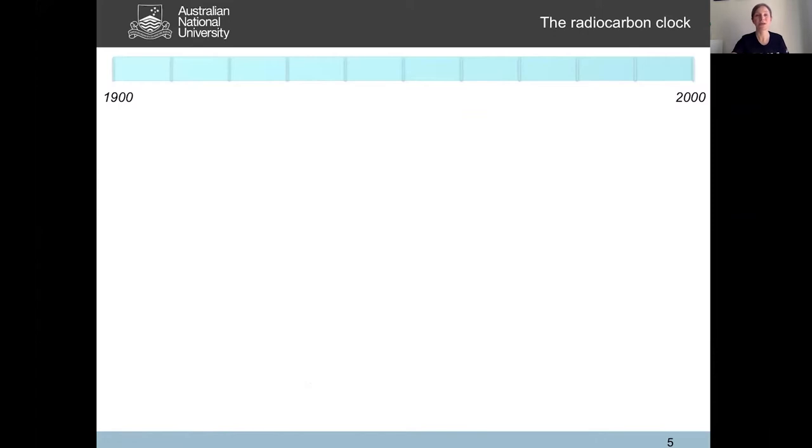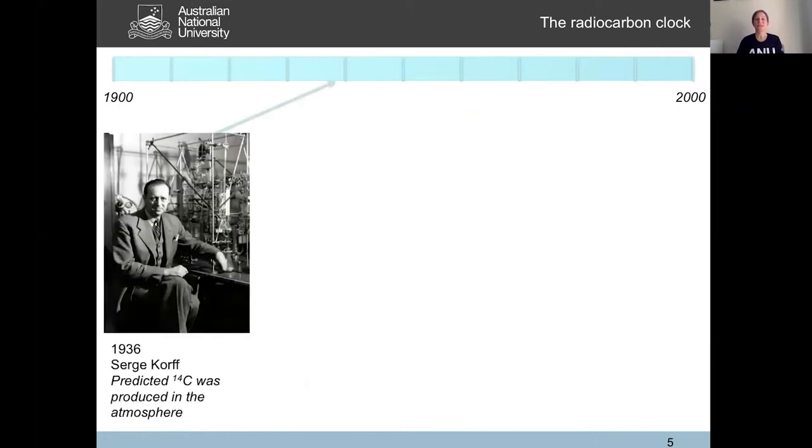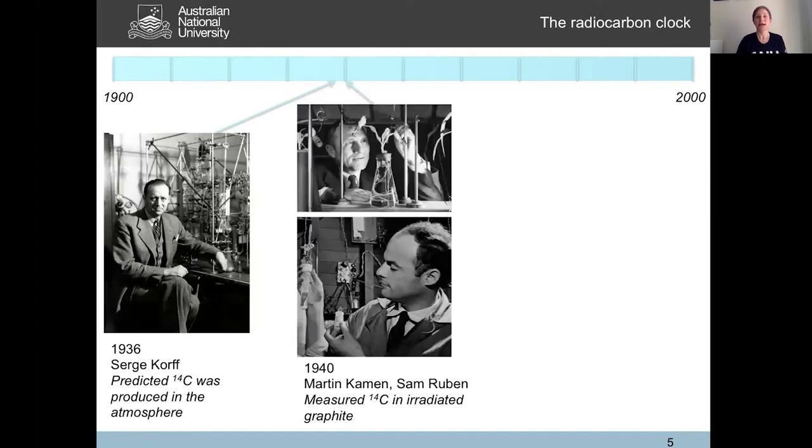Manhattan Project. So it started off in about 1936, where someone called Sergei Korff predicted that carbon-14 should be produced in the atmosphere. But he wasn't able to measure it. In 1940, so just 4 years later, two guys called Martin Kamen and Sam Ruben measured carbon-14. Now, there's hardly any carbon-14 in the atmosphere, so they actually had to irradiate a sample to get enough carbon-14 to actually detect it. But this was the first time that they actually showed that this thing called carbon-14 existed.